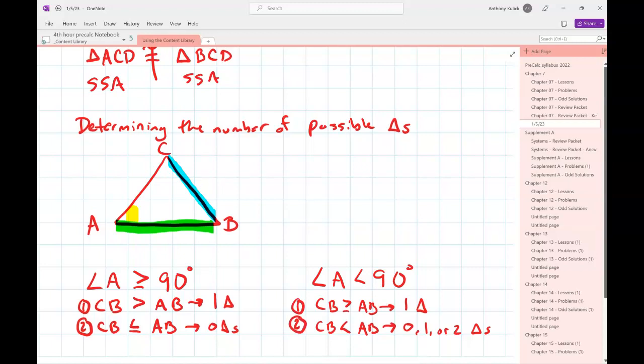Now, if angle A is acute and the side opposite angle A is the bigger of the two given sides, bigger or equal, that's fine, just one triangle. Our nightmare scenario is where the side that's given, that's opposite our acute angle, is the smaller side. That is the yucky situation where we can get 0, 1, or 2 triangles.